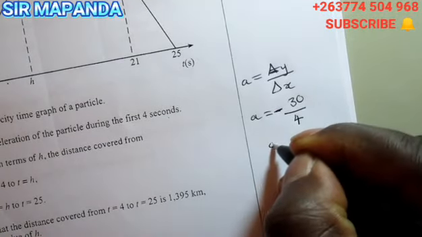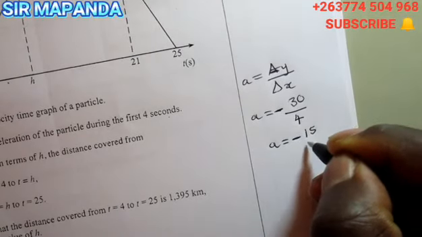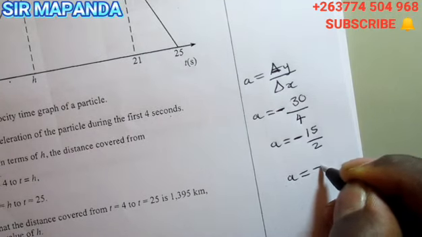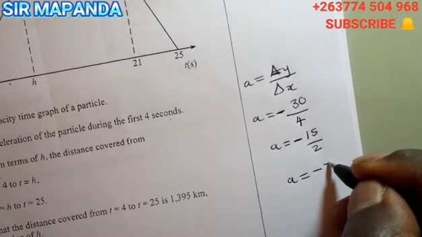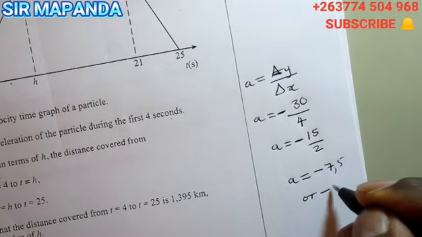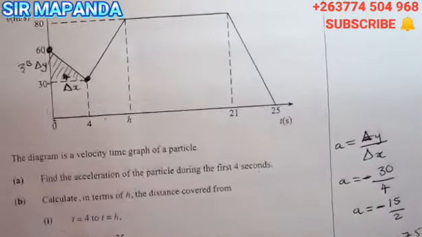Right. So a is equals to minus 2 into 30, you get 15. 2 into 4, you get 2. So a is equals to minus 7.5, or you can write it as minus 7.5 in its simplest form. We move on to part B.